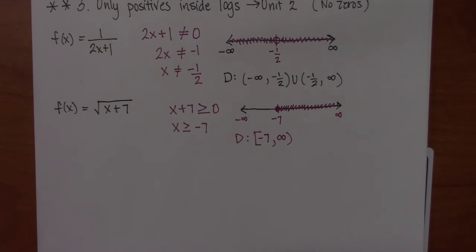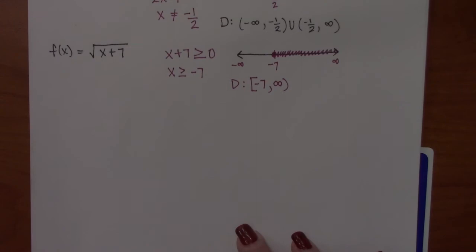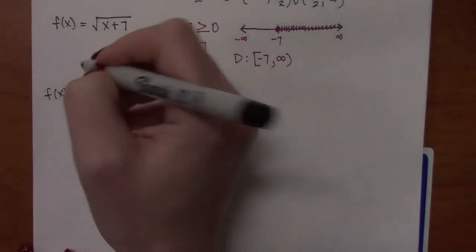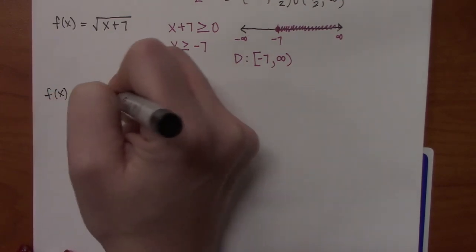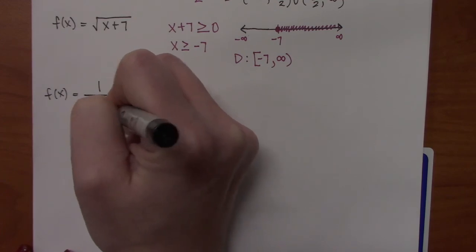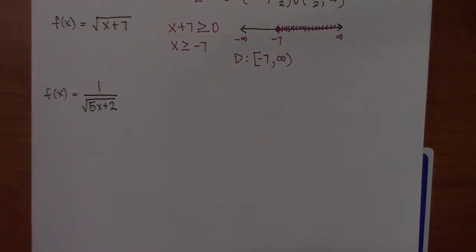All right. So let's look at one more. One over the square root of 5x plus 2. Sorry, that's supposed to be a 5. All right. So this actually invokes rule number 1 and rule number 2. So it's okay to have 0 in a radical, but not if that radical's in the denominator. So now 0 is off the table.